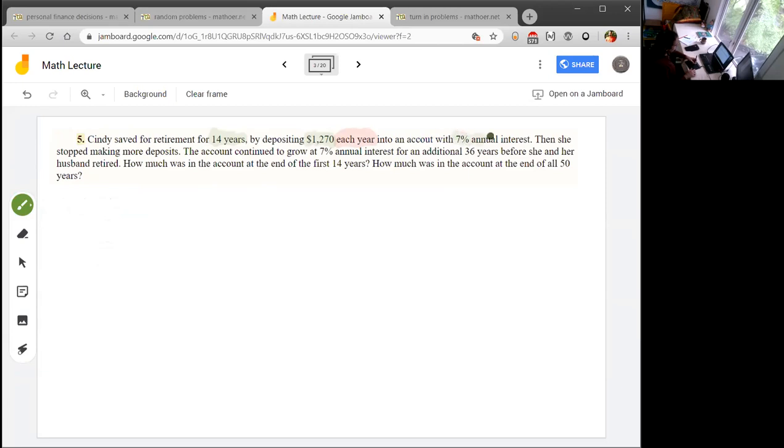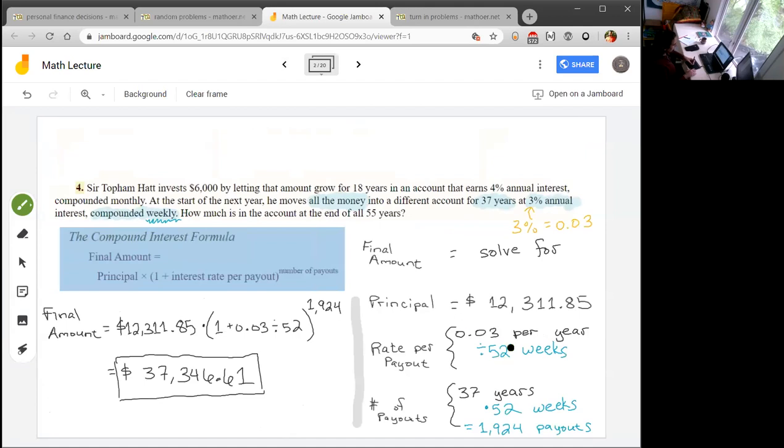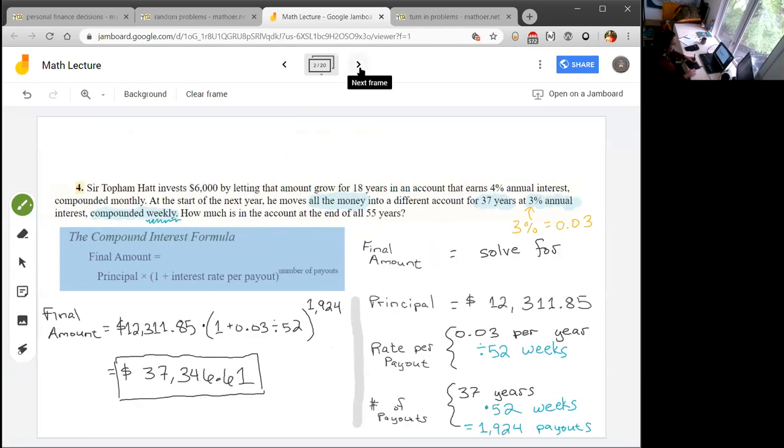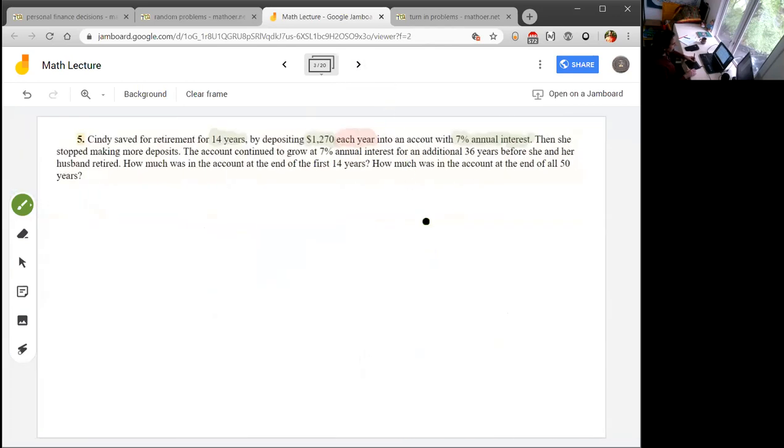It has 7% annual interest, and it doesn't say compounded monthly or compounded weekly or anything. So the default, when it doesn't tell us, is that it's annual compounding, which we like, because that means we don't have to do any fidgeting with 12s or 52s. Everything is in years, and it just stays there. For part B, she stops making deposits. Now she's just going to watch what happens. And it's 7% annual interest and 36 years.